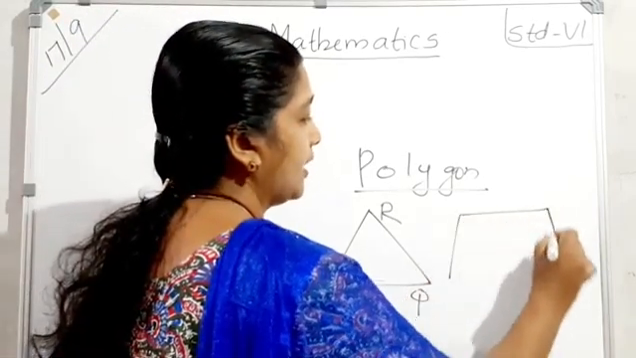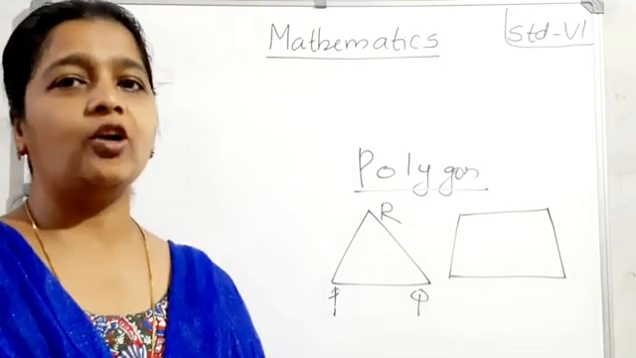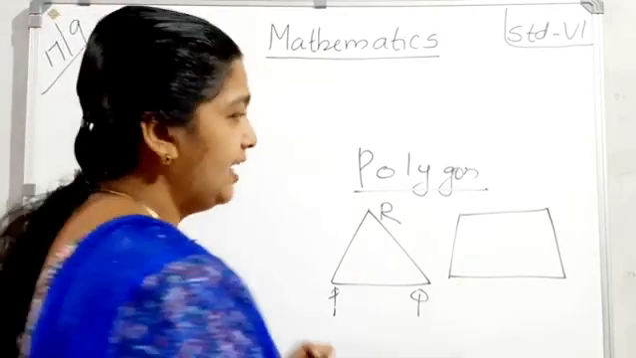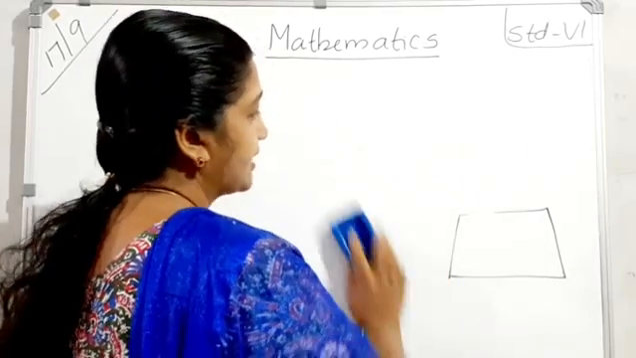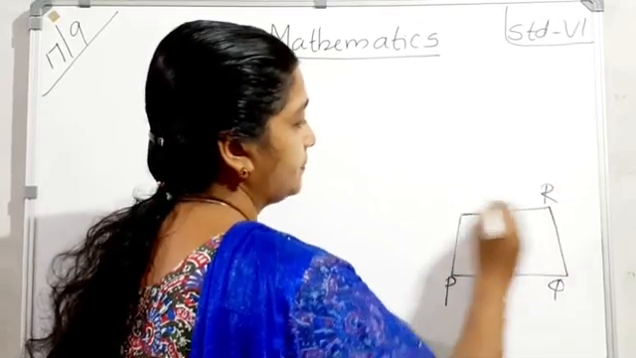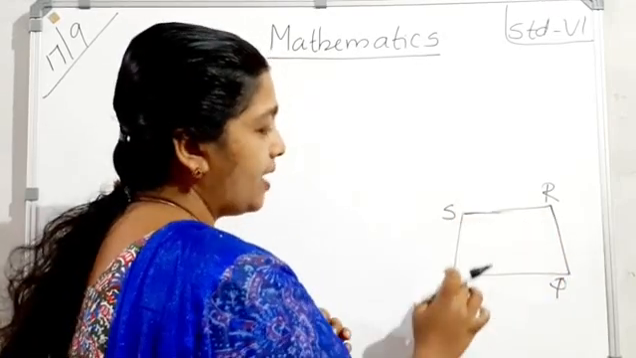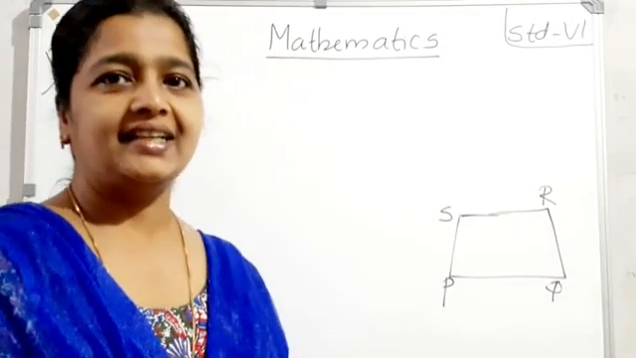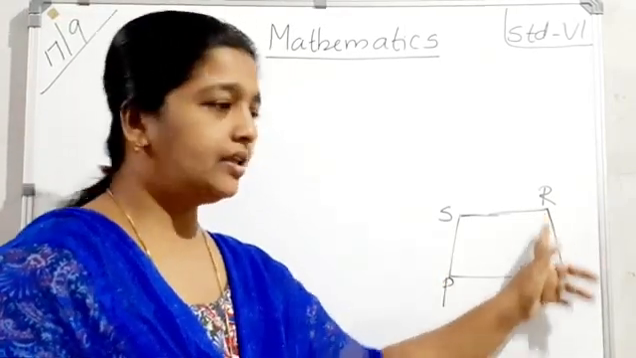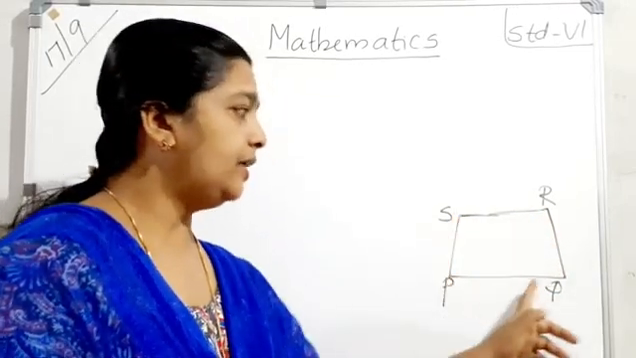What is a quadrilateral? A four-sided polygon is called a quadrilateral. Understand? So in the quadrilateral PQRS, the line segments are called sides. PQ, QR, RS, SP are the sides. Understand? Adjacent sides: PQ, QR; QR, RS; RS, SP; SP, PQ.